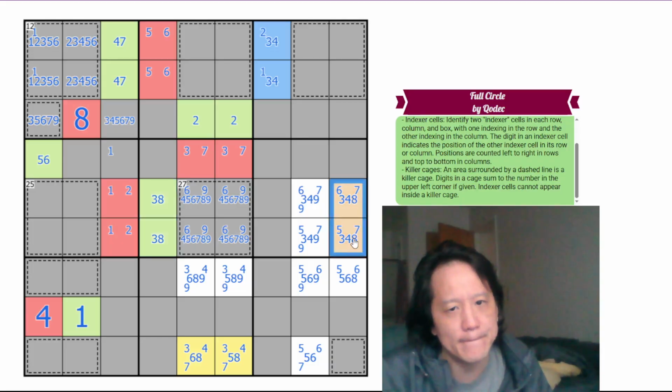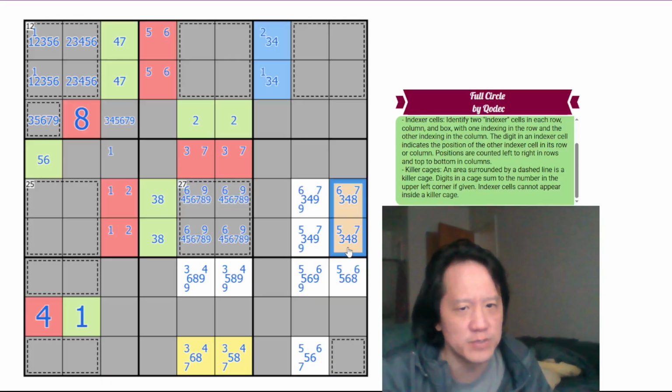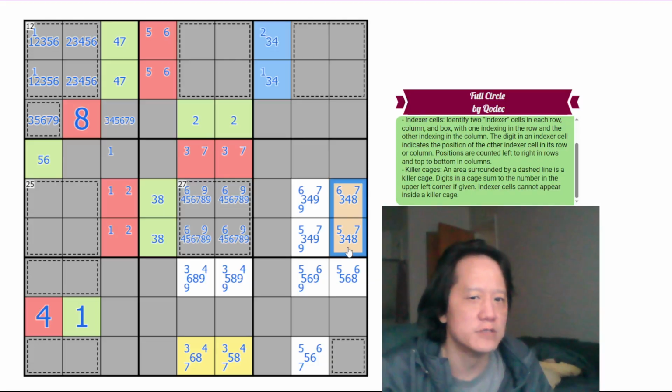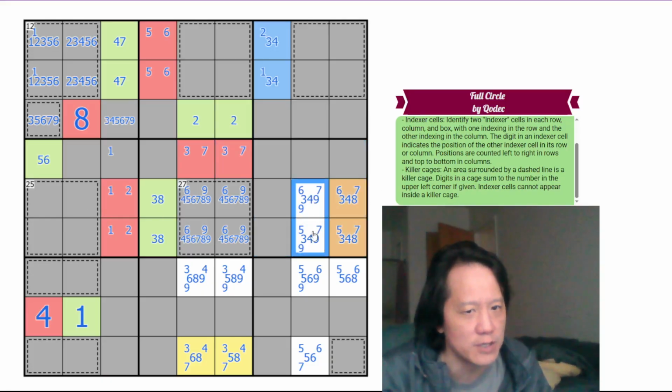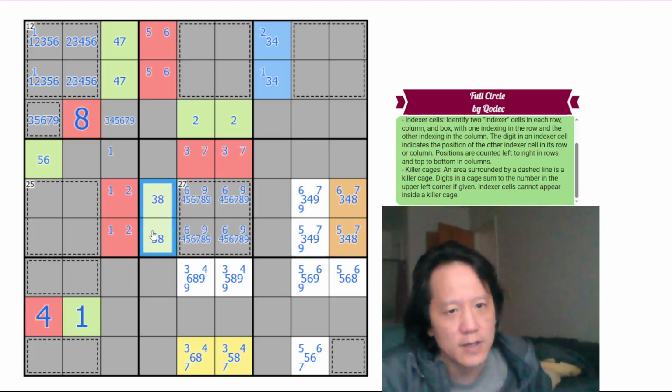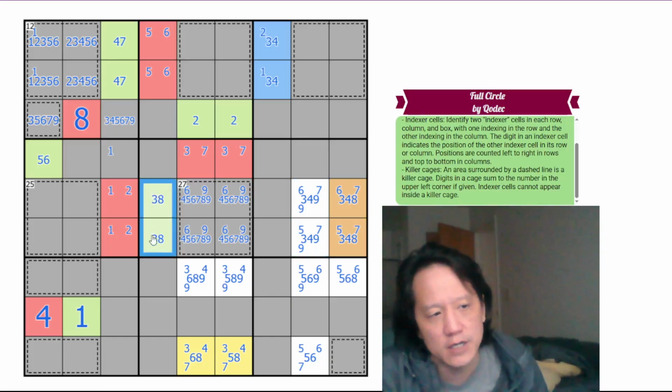So whichever is the indexer here, it must be red. Because if it were green, no, it cannot be red. Sorry, it cannot be red unless it's indexing within its own box. Because if it's red and it's not indexing something in the box, it would have to be an indexer with this green here.